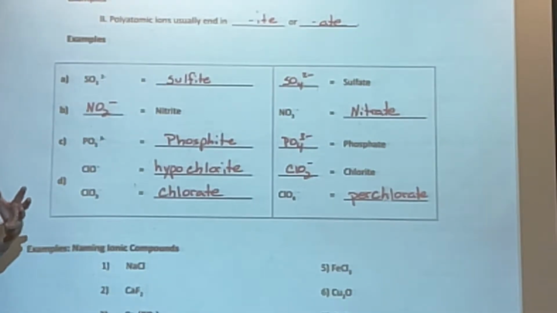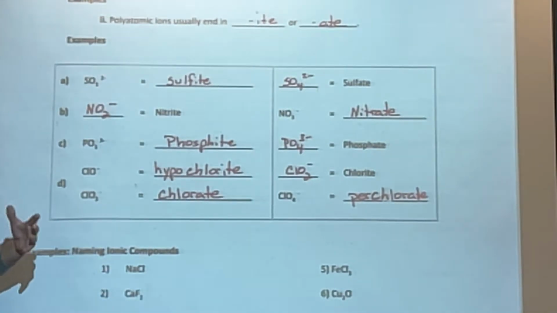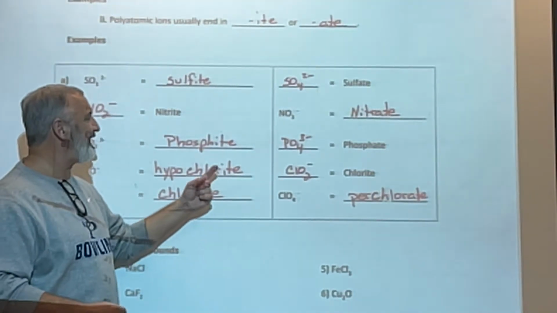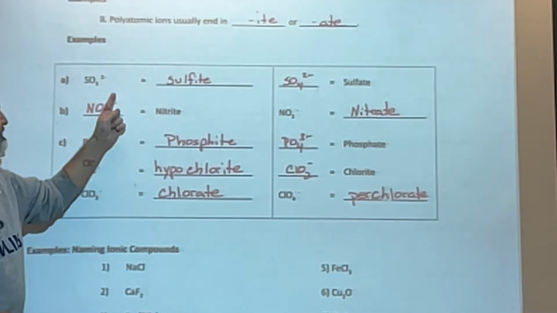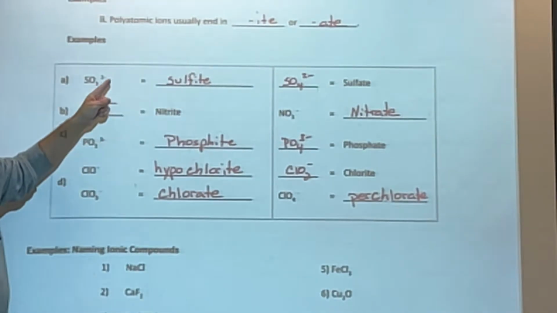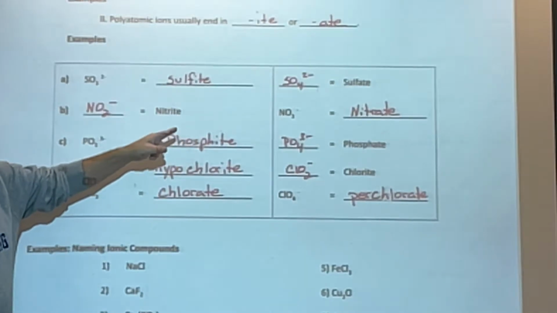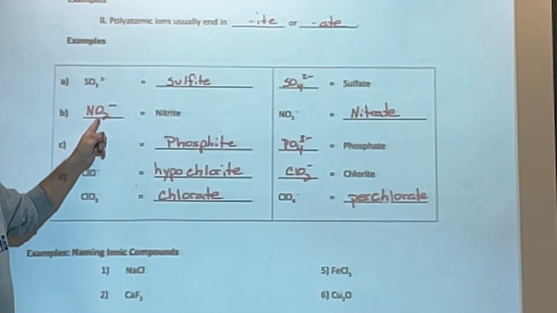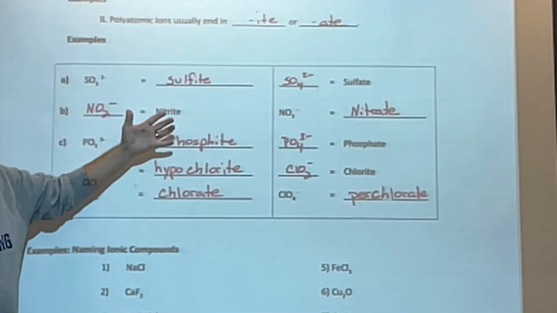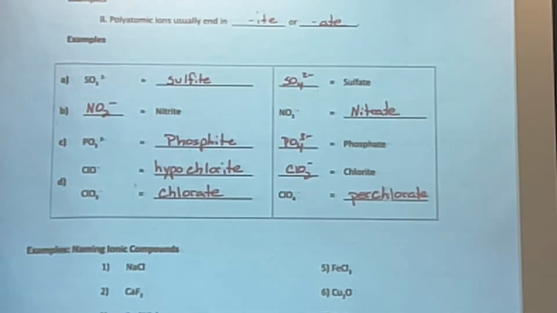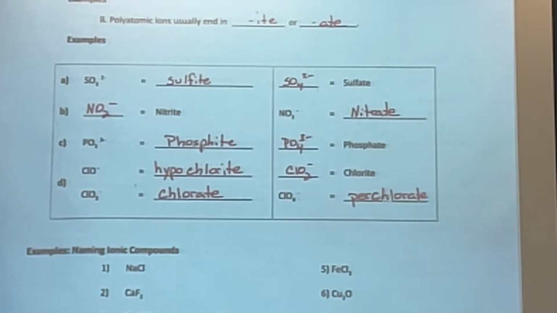So you just have to know the ate, but if you know what the ate is, that means you know that the ite is always just one less oxygen. Sulfate is SO4 2-, so sulfite is SO3 2-. Nitrate is NO3-, so nitrite is NO2-. Everything's the same charge, we just have one less oxygen. But all these compounds end in either ide, ite, or ate.